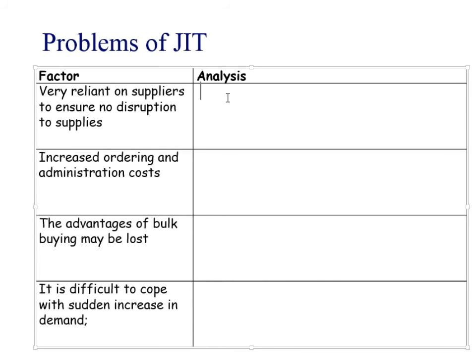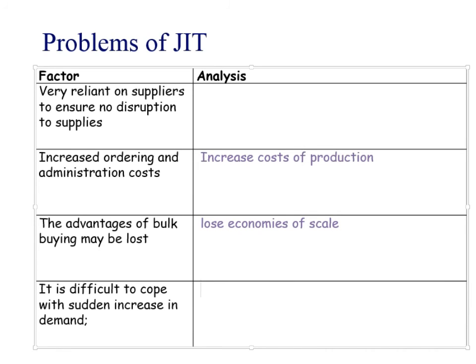disadvantage of it, I'm not going to fill in that box because I think that's kind of self-explanatory, but another disadvantage is the increased ordering and administration costs. So this might actually increase the costs of production, because rather than ordering each month, you might be ordering each day or multiple times during the day if you're Jaguar or Land Rover. The advantages of bulk buying may be lost, so you lose those economies of scale, purchasing economies of scale, some nice links to Unit 1.